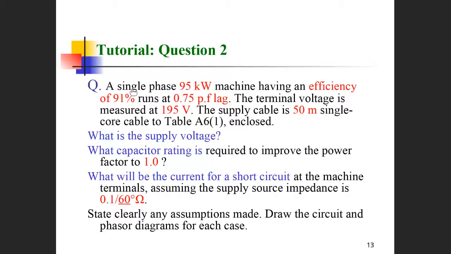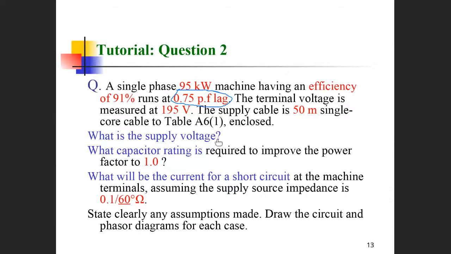Now looking at the question. A single phase 95 kilowatt machine, with an efficiency of 91%, runs at 0.75 power factor lagging. This means an inductive load. The terminal voltage is 195 volts. The supply cable is a 50 meter long single core cable to table A6.1, enclosed. Now, what is the supply voltage?